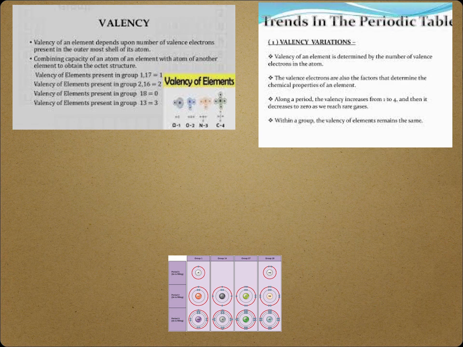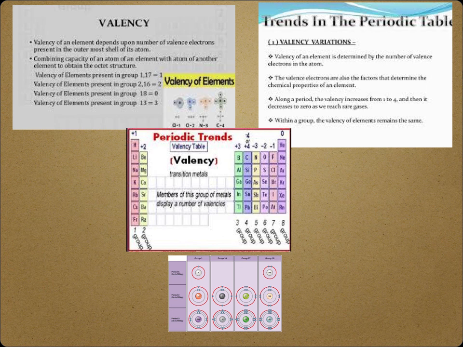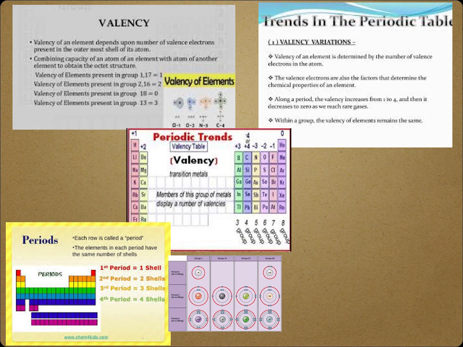As you can see, so the trend in the periodic table, the valence electrons are also the factors that determine the chemical properties of an element. So you can see that along a period, the valency increases from 1 to 4 and then it decreases to 0 as we reach rare gases. Within a group, the valency of elements remains the same.